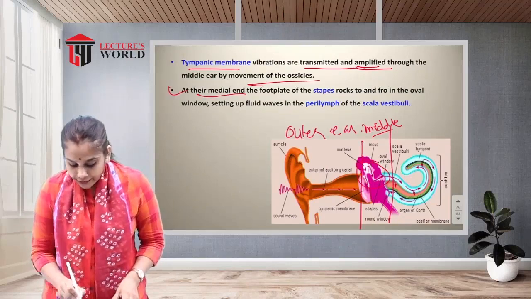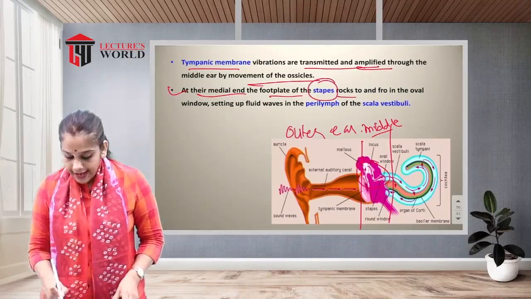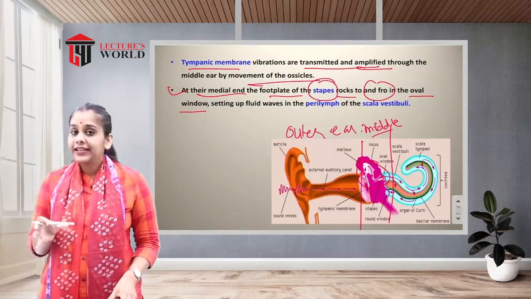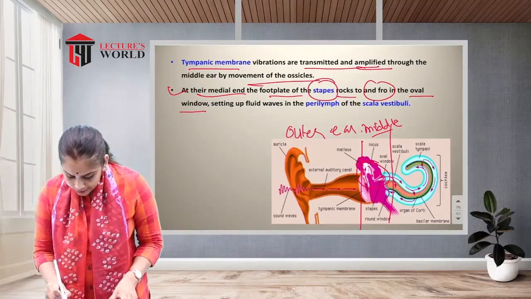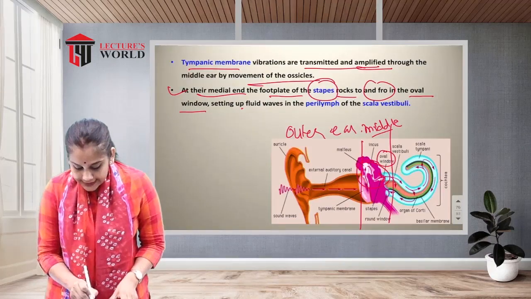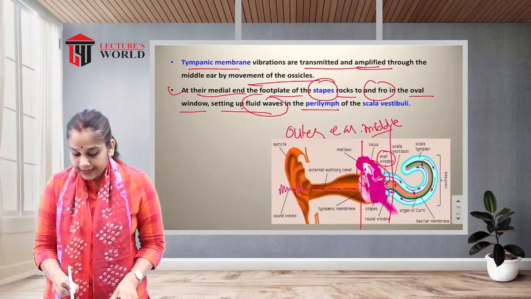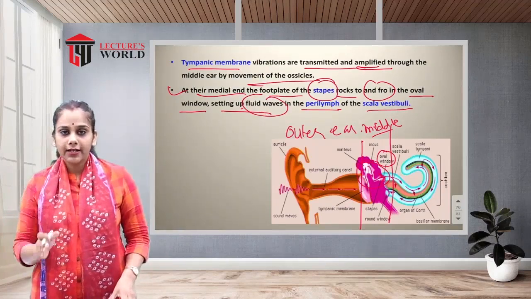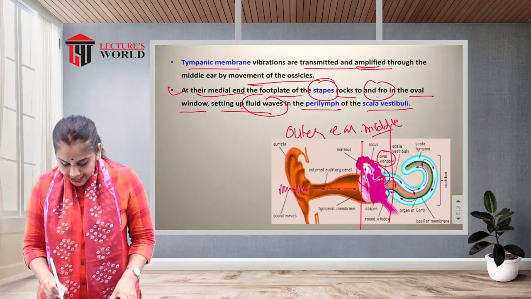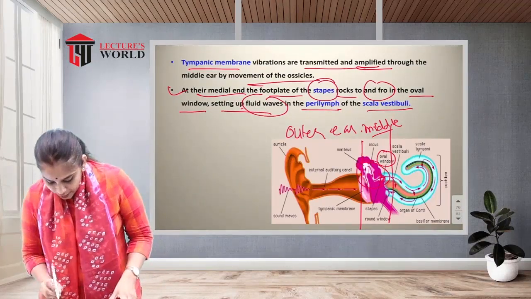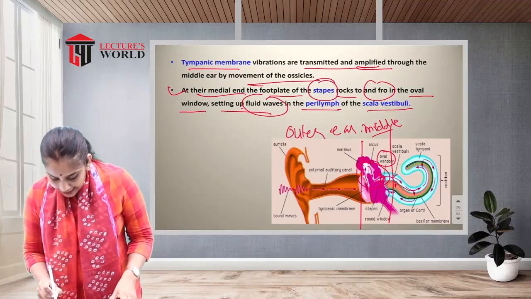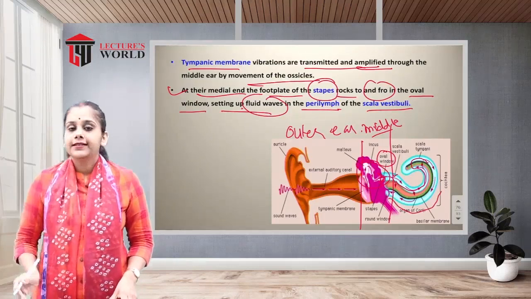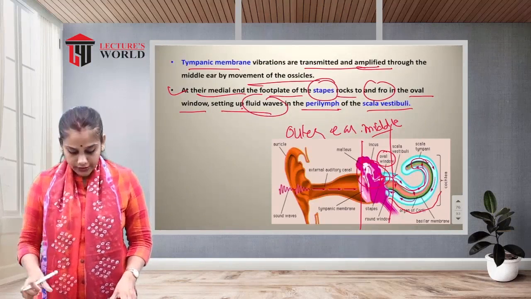At their medial end, the footplate of the stapes rocks in the oval window. This gives a force to the oval window, setting up fluid waves in the perilymph of the scala vestibuli. So this is the portion of the inner ear. They transmit the impulse to the scala vestibuli, you can see this is the scala vestibuli, then it goes to the scala tympani, and then to the organ of Corti. The sensory nerve impulses are generated.